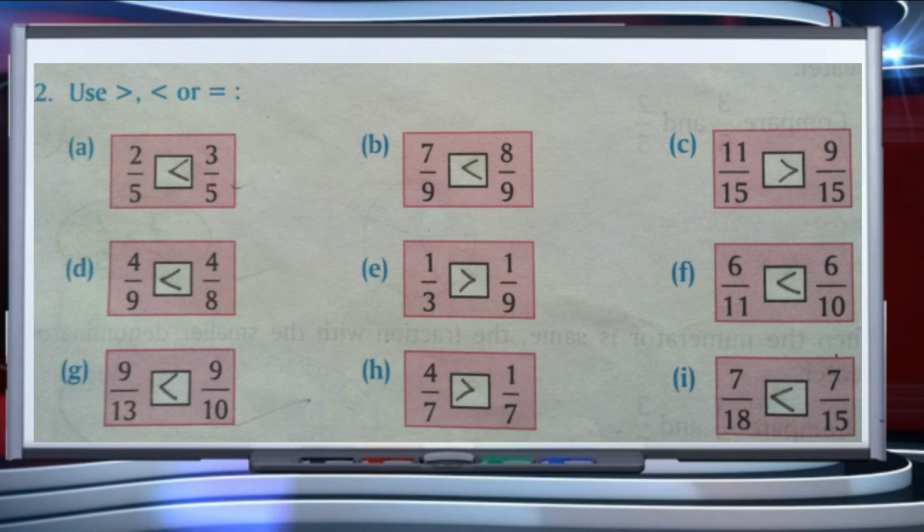B part is 7 by 9, 8 by 9. Denominators are same. So bigger numerator is 8 by 9. That means 8 by 9 is greater than 7 by 9.